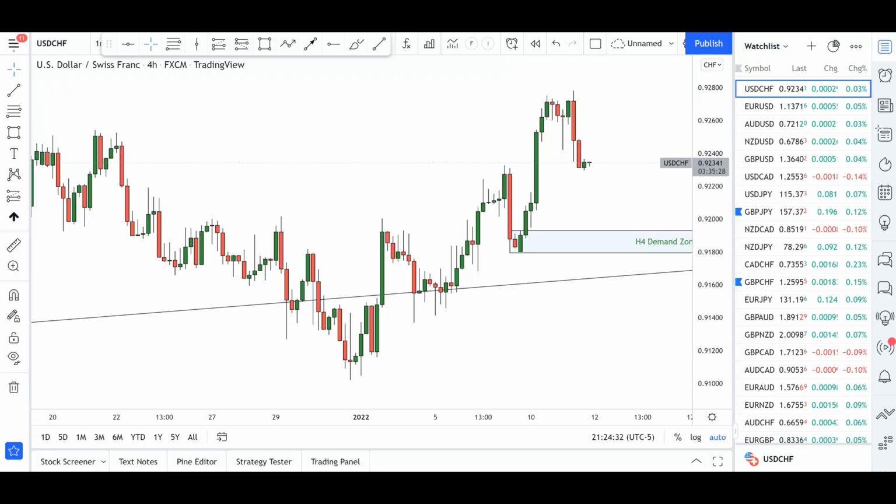As usual, I'm going to be reviewing the 8 major currency pairs and then any additional cross pairs that are giving me important levels to keep an eye on. All right. So I'm going to be kicking things off with US dollar Swiss francs.